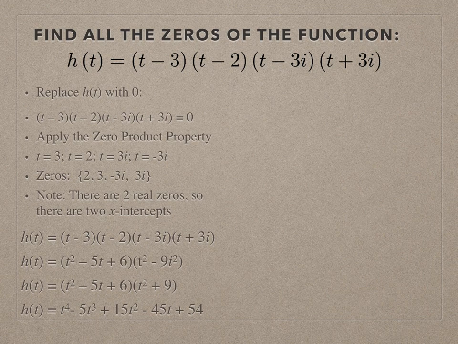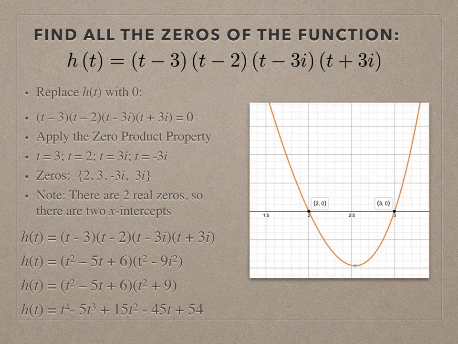Now that it's in standard form, I can type that into Desmos or my graphing calculator, and I'll get a picture that looks like this. Now, at first glance, this kind of looks like a parabola. It's not a parabola. It is actually a polynomial function of degree 4. There are 2 real roots, which we knew from our work earlier. We know that 2 and 3 are roots.